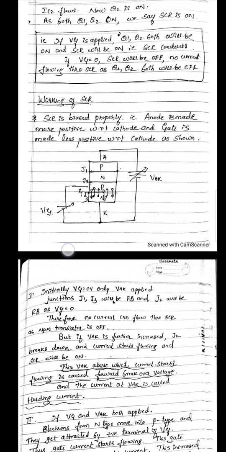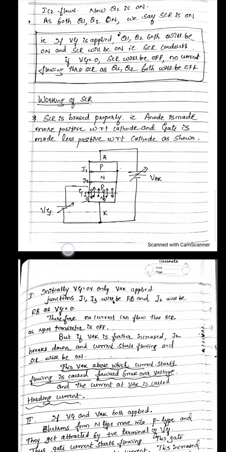Without VG, more VAK is required to make the SCR on. With VG, only a small amount of VAK is sufficient to make the SCR on. If VG is not there and VAK is also less, the SCR is going to be off. So 3 key points we should remember here: when the SCR is going to be off and when the SCR is going to be on.